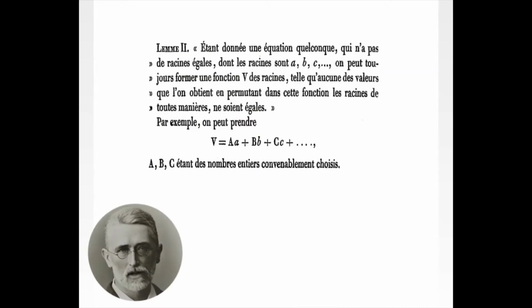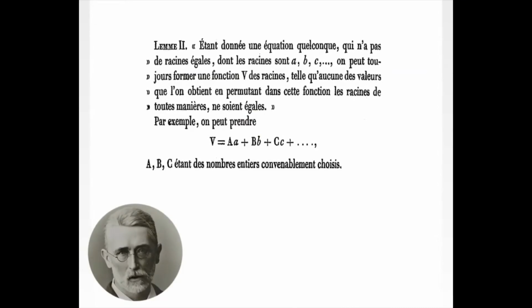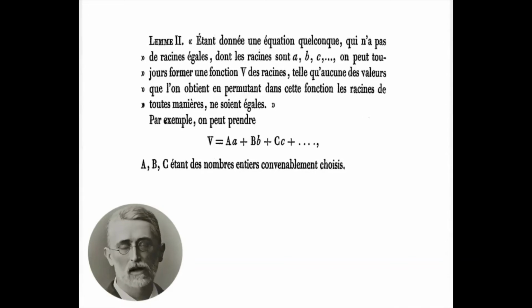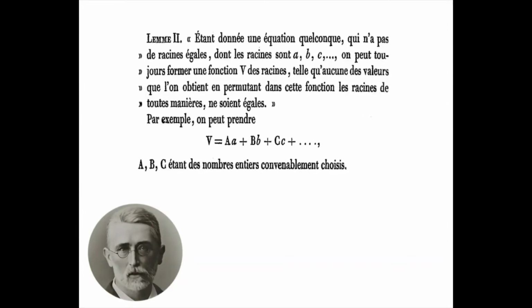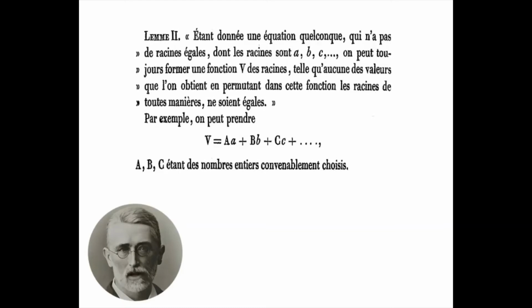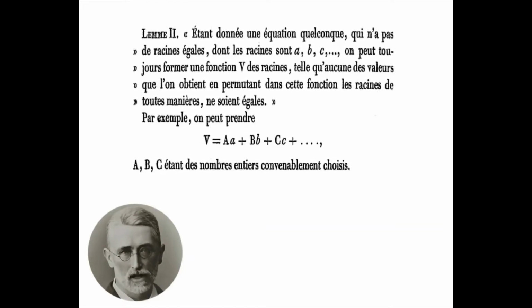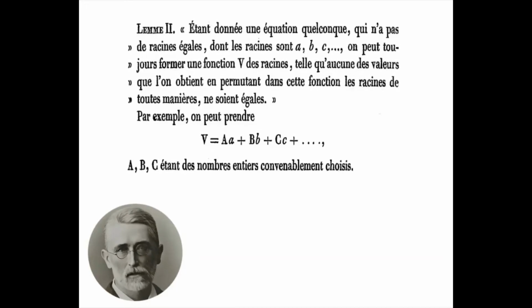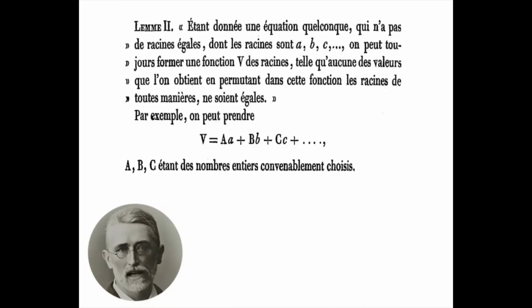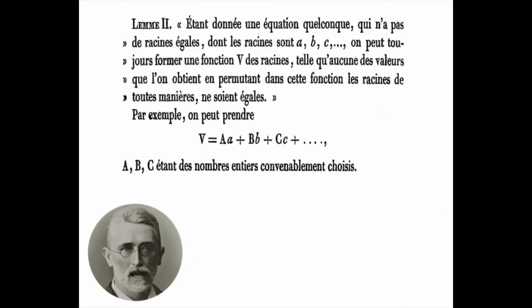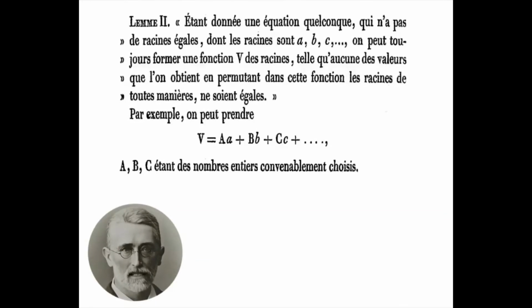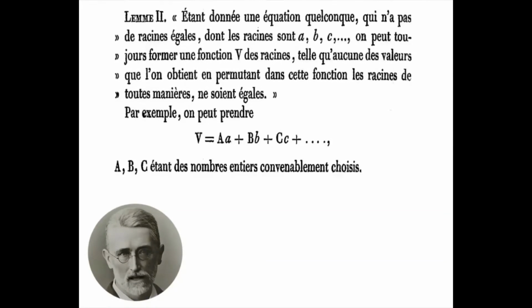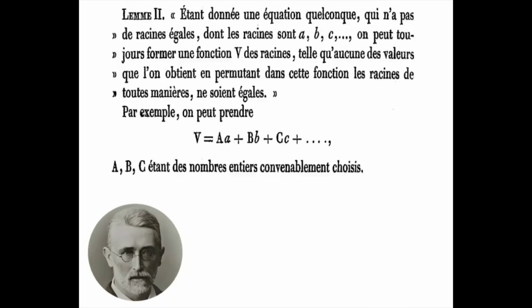He wrote to me afterwards that he thought everything was very new, but that he had understood little of it. Lemma 2. Given any equation with distinct roots a, b, c etc., one can always form a function v of the roots, such that no two of the values one obtains by permuting the roots in this function are equal. For example, one can take v equals a plus b plus c etc., a, b, c etc. being suitably chosen whole numbers.